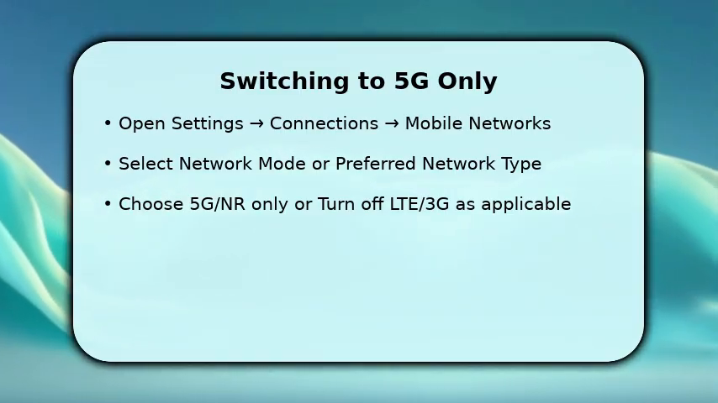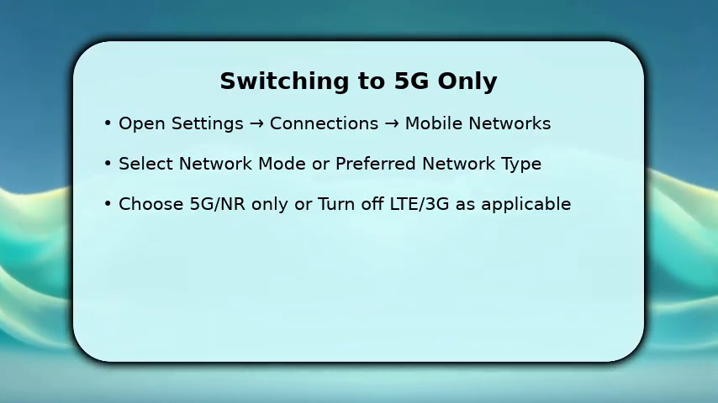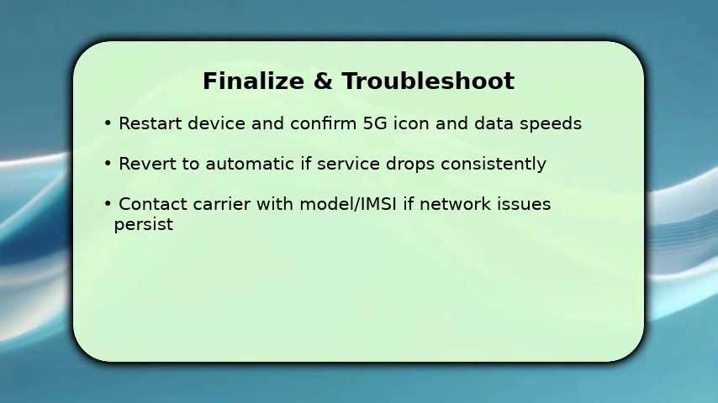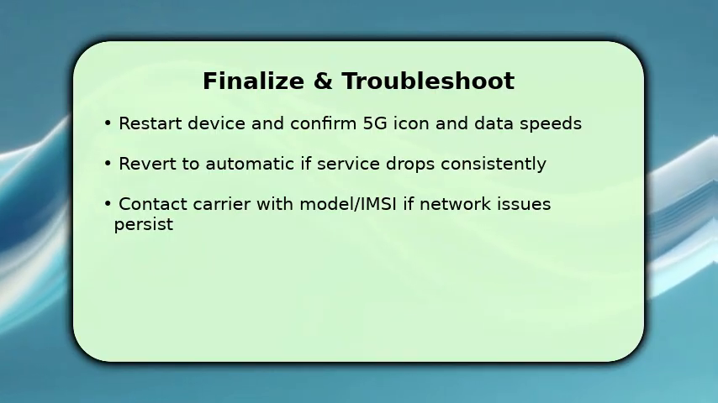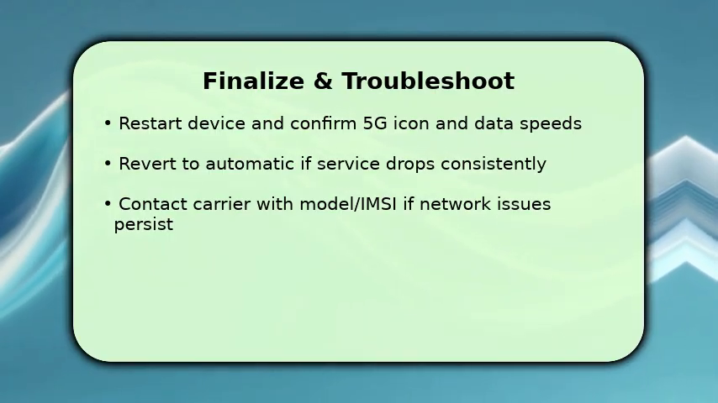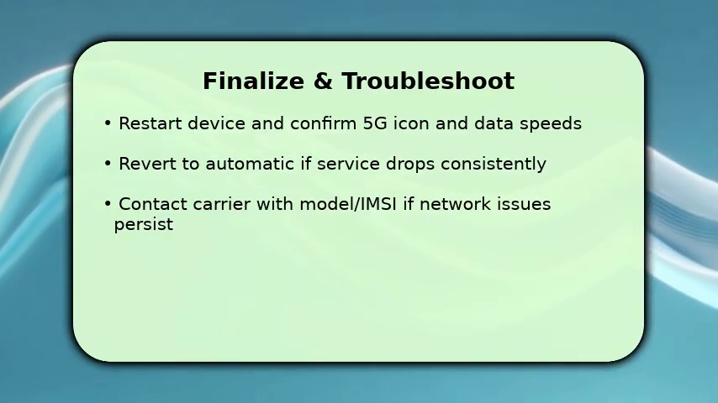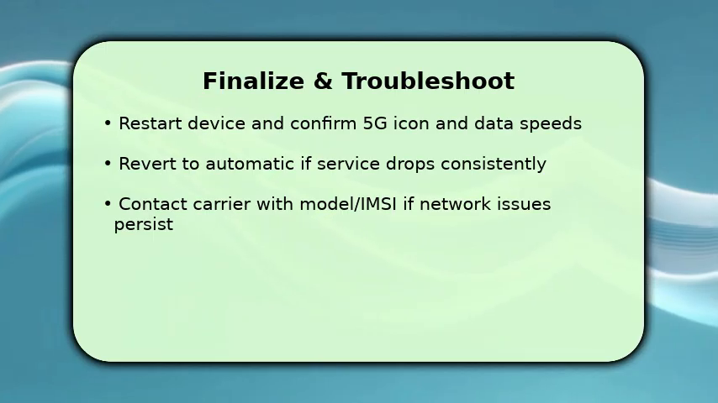After selecting 5G only, monitor signal bars and data throughput for a few minutes. You finish by restarting the phone to apply the new radio setting, and then check that the 5G icon appears and data speeds match expectations. If you see frequent drops or no 5G, revert to automatic or 5G/LTE to restore service, because some cells use dynamic handoffs that require fallback.